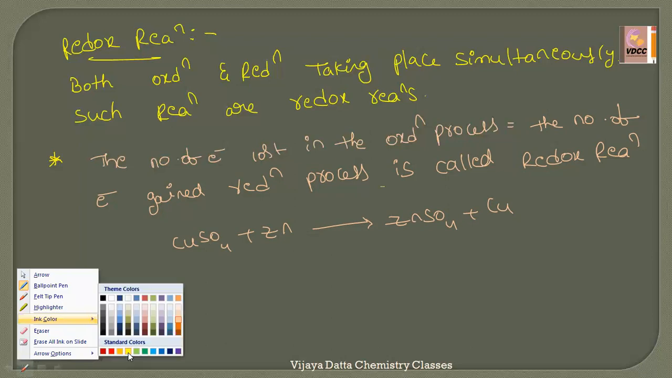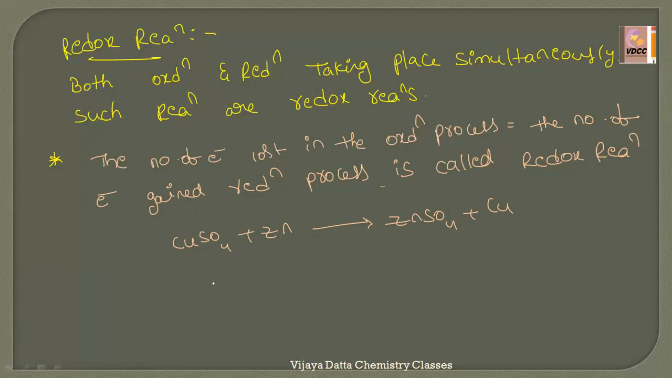See here, in copper sulfate, SO4 is 2 minus, and copper is showing plus 2. It is Cu plus 2 and SO4 2 minus here. Zinc is in elementary state, its oxidation state is 0. Coming to the zinc sulfate, it is forming Zn plus 2 and SO4 2 minus. By the crisscross rule we get ZnSO4, so zinc's oxidation state is plus 2. Copper is the elementary element, so its oxidation state is 0.